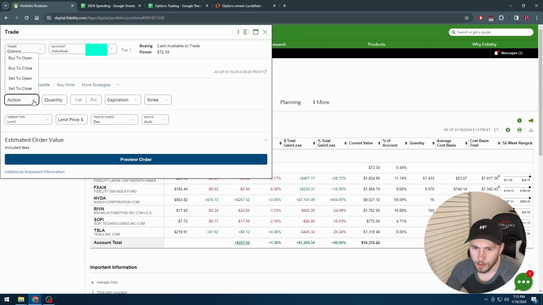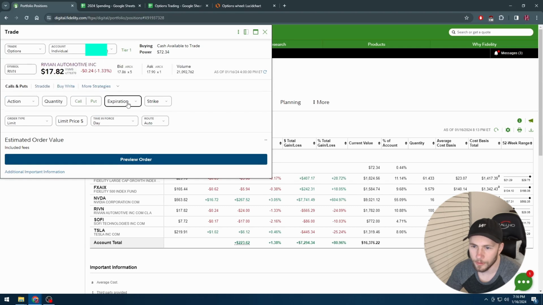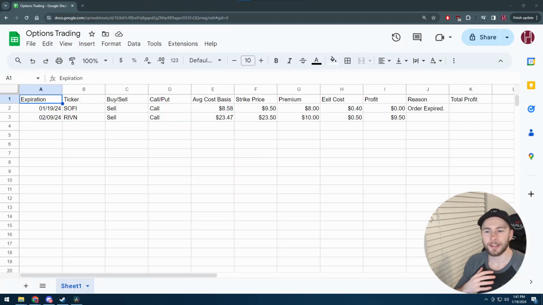We might end up doing sell to open, do one call. Let's see what happens if we put our expiration date quite a bit further out. Let's look at February 9th at our 23.50 number. Sorry guys, the camera cut out there for a little bit.